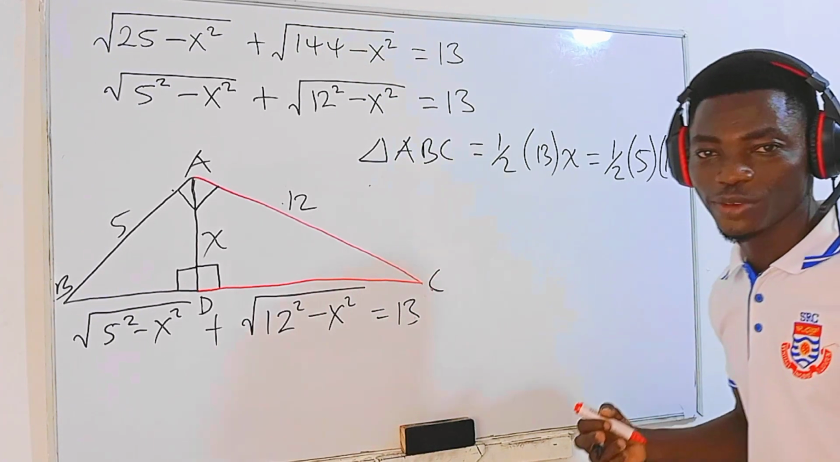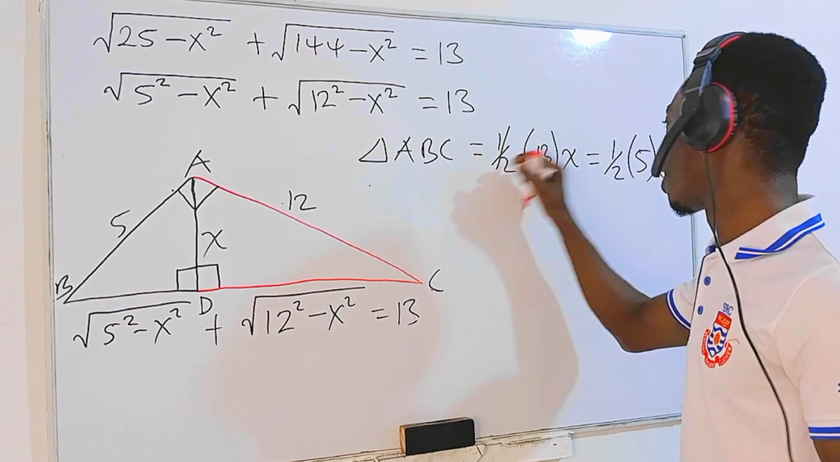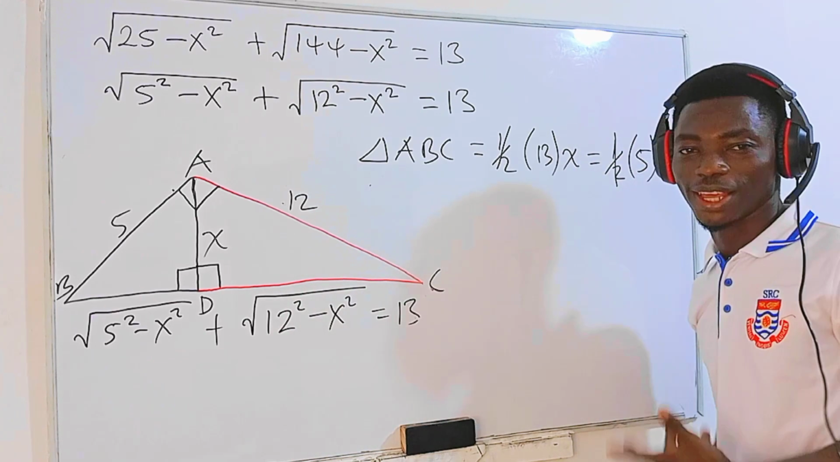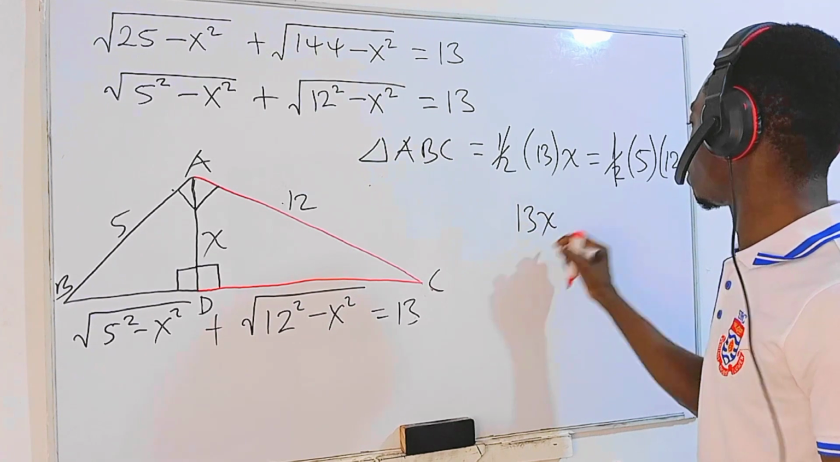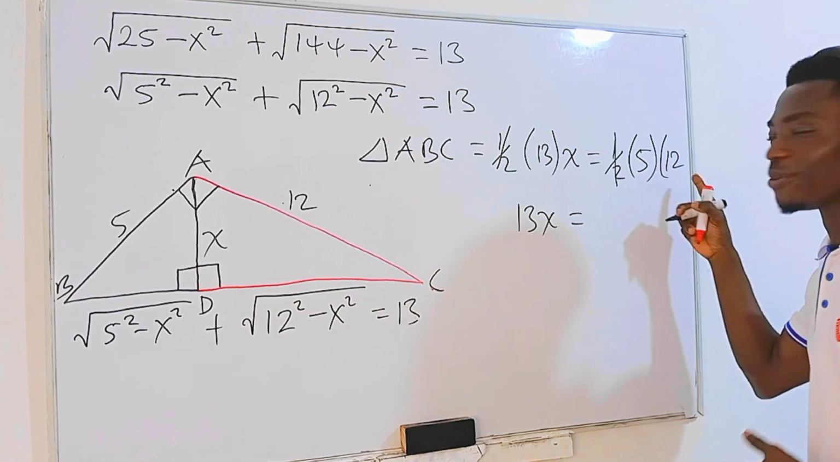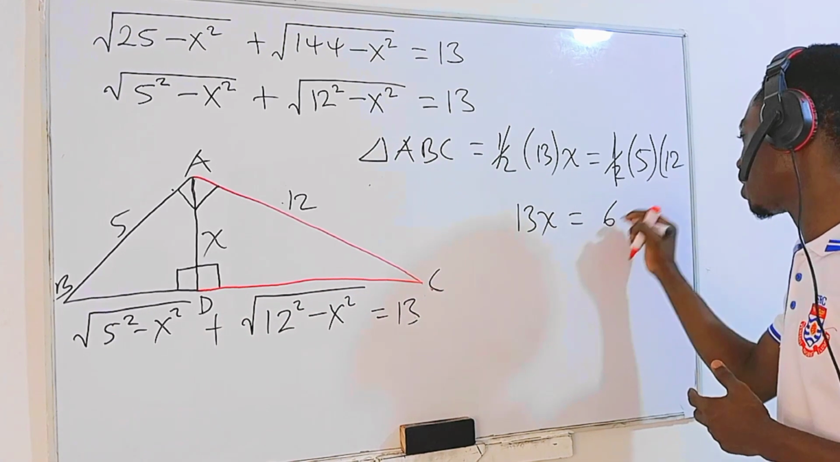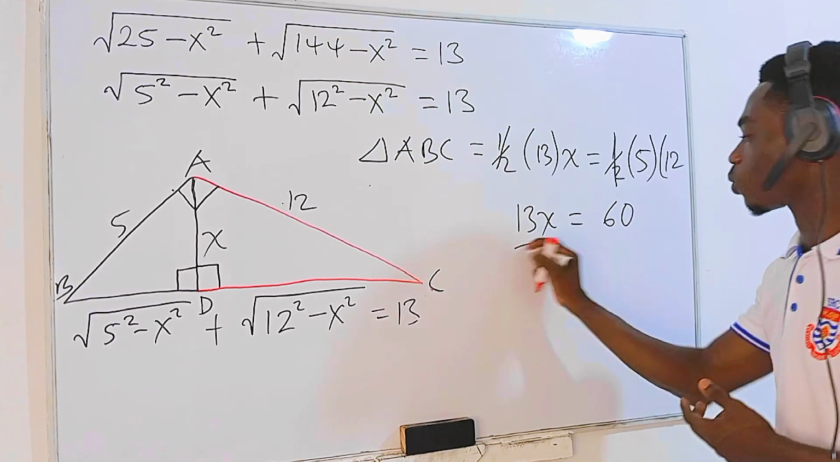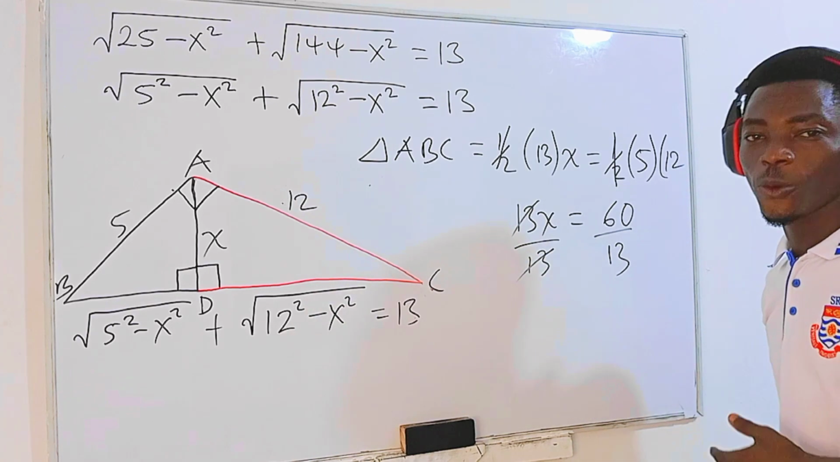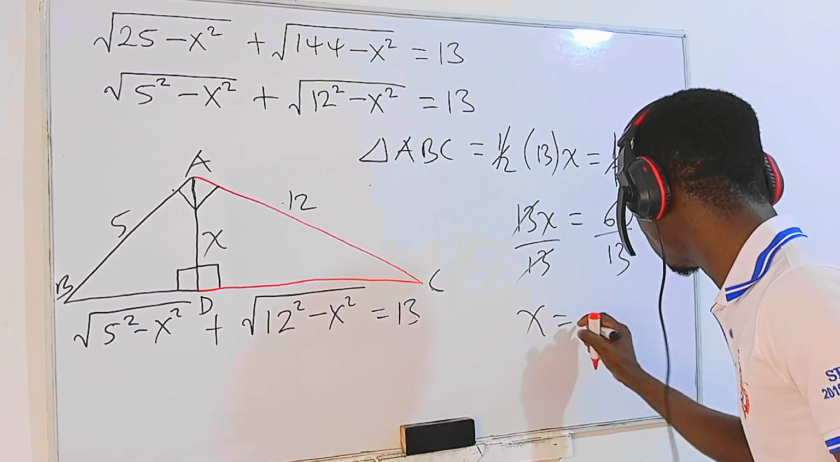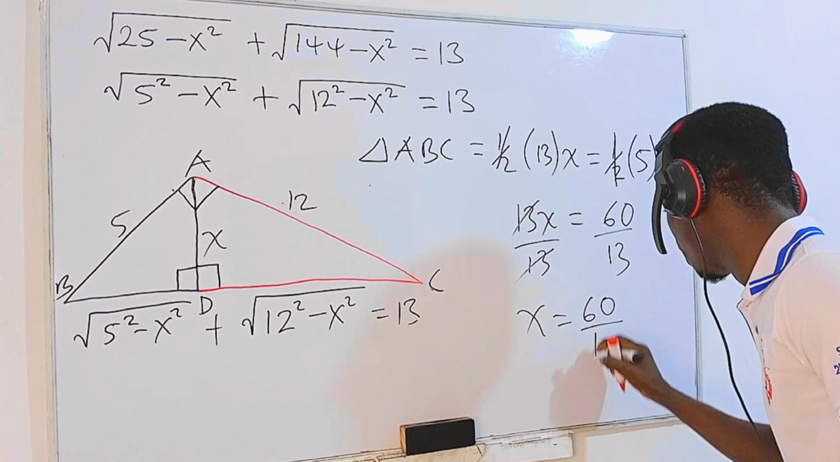If we multiply each side of the equation by 2, we can see that this 1/2 and this one will leave the equation. Then we'll be left with 13 times x, which is 13x. And this is equal to 5 times 12, which is 60. We are looking for x, so we will divide each side of the equation by 13 so that this and that will go. And finally, we are going to have x is equal to 60 over 13.